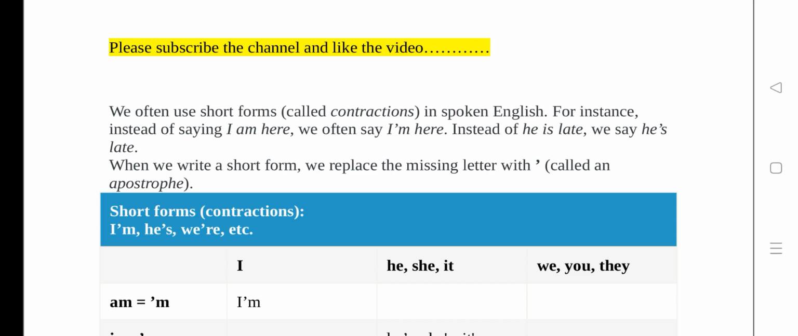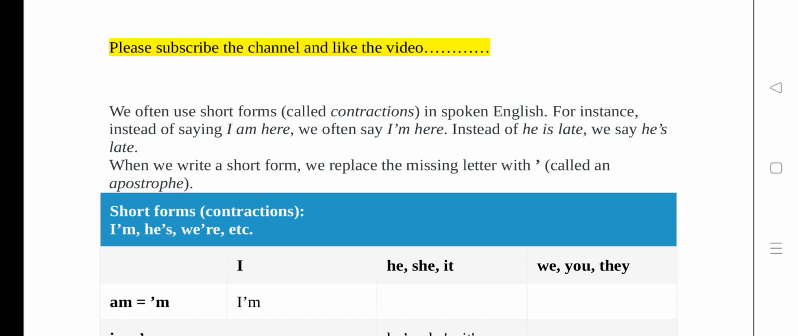So we are here for the topic contractions. We often use short forms called contractions in spoken English. For instance, instead of saying I am here, we often say I'm here. Instead of he is late, we say he's late. When we write a short form, we replace the missing letter with an apostrophe.